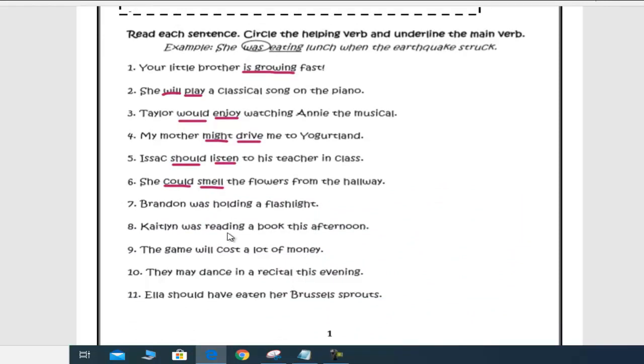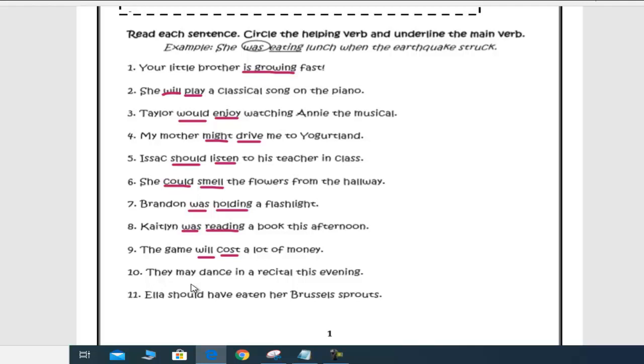Brandon was holding a flashlight. Was holding is the verb phrase. Was is the helping verb and holding is the main verb. Caitlin was reading a book this afternoon. Was is the helping verb and reading is the main verb. The game will cost a lot of money. Will cost is the verb phrase. Will is the helping verb. Cost is the main verb.